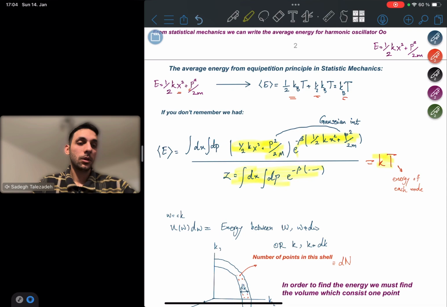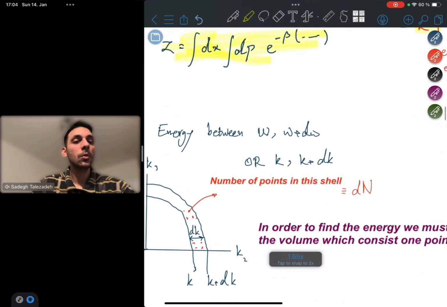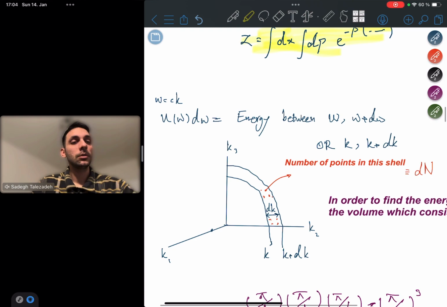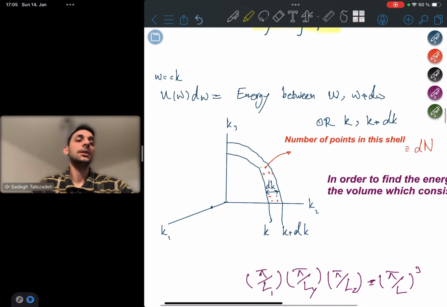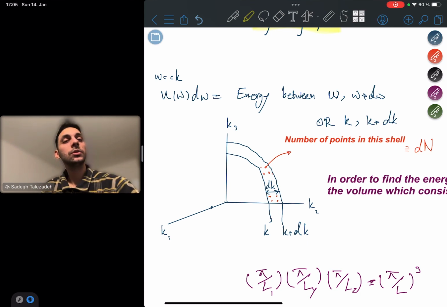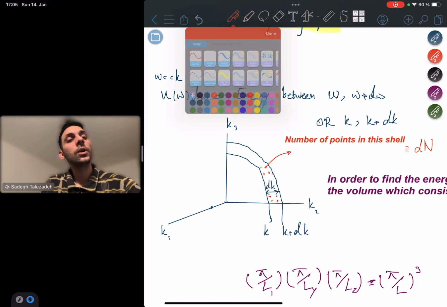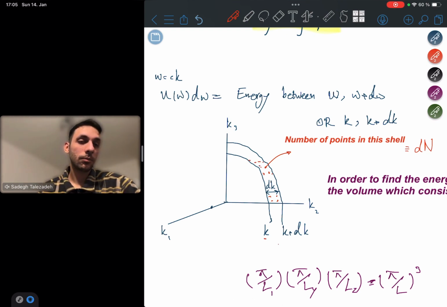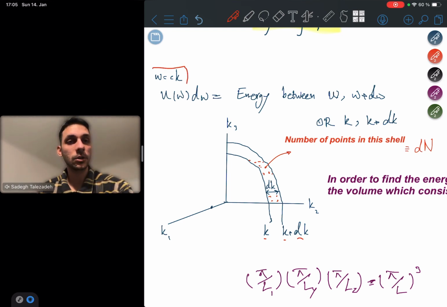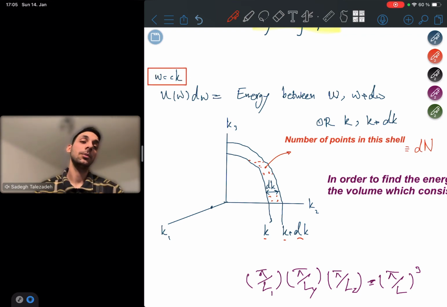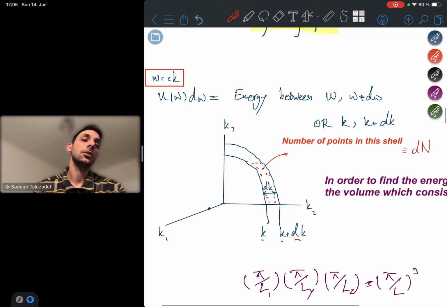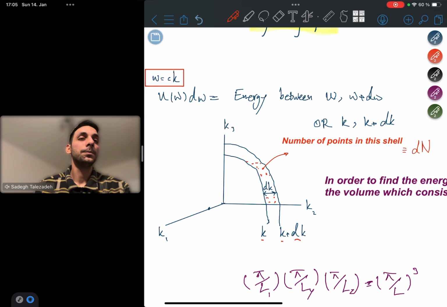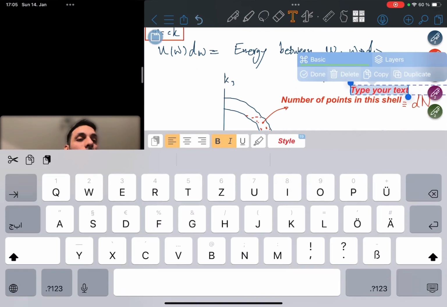Well, now we want to see what the energy is between omega and omega plus d omega. In order to do that, we have to find the number of modes in the shell from omega to omega plus d omega, or you can translate it by this relation to k, so from k to k plus dk. And the number of points here, we denote by dn, right?